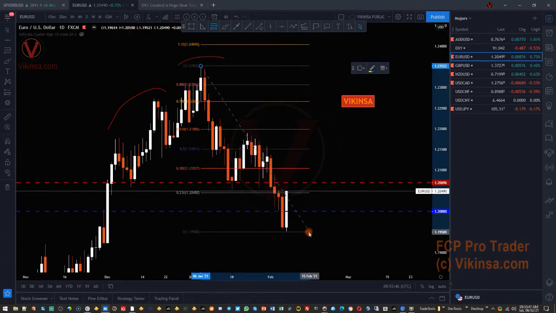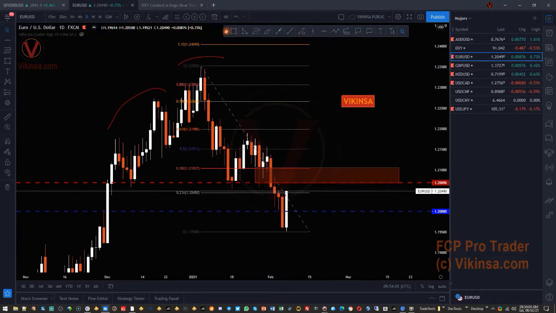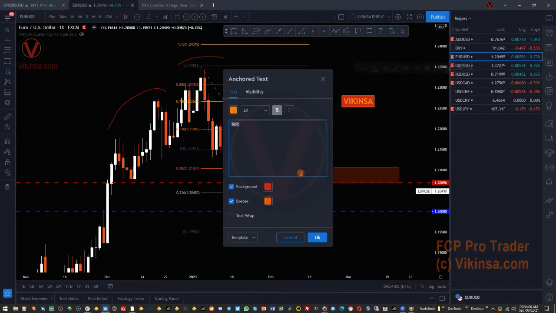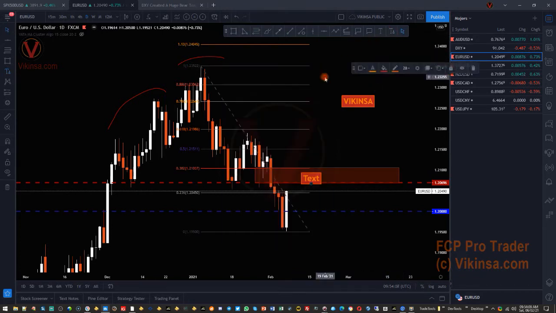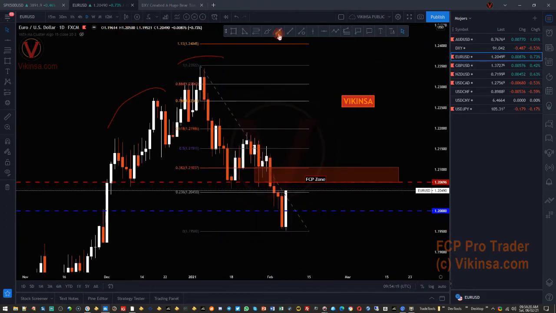So let's measure this. What we have here is something like this. This is going to be my FCP zone around here. I know this is a little bit wider FCP zone because we always look at the higher time frame first, and then you can go down to lower time frames to see if there are other FCP zones in the middle of them. Let me just quickly mark this as FCP zone. So if the market comes in here, then we can expect it back into that 1.2 level. That is a possibility.